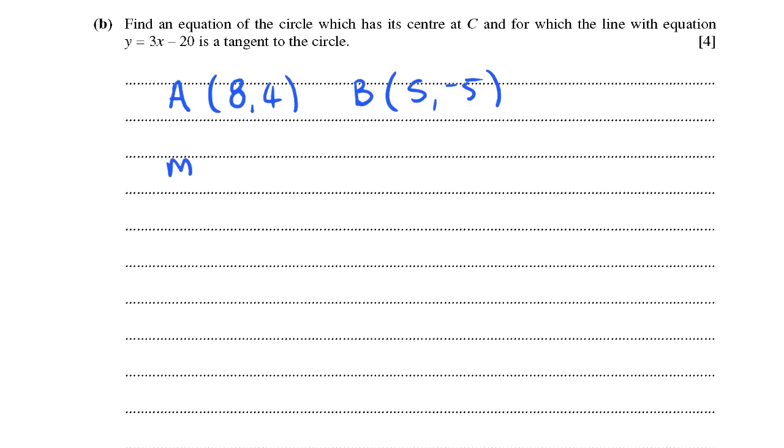The midpoint is equal to (x1 plus x2) divided by 2, so we're going to have 8 plus 5 divided by 2, the middle of the x's, and the middle of the y's, 4 plus -5 divided by 2. 8 plus 5 is 13, we divide it by 2, and we'll get 6.5. And 4 plus -5 is -1, divided by 2 is -1/2.